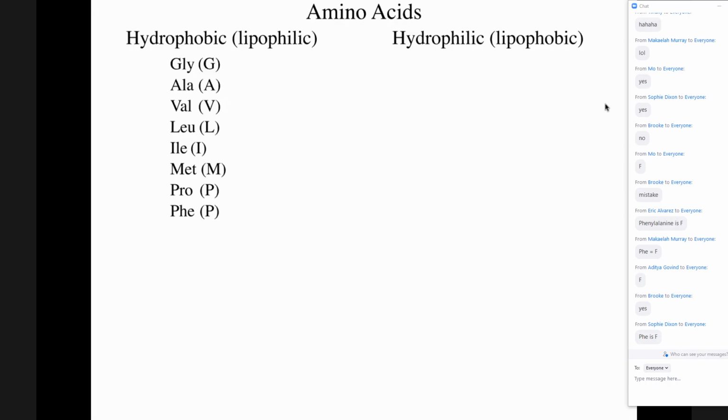So what are you saying? You're saying phenylalanine because P has already been taken. Do we say F? So let's make it F. Perfect. Okay, so now am I set?